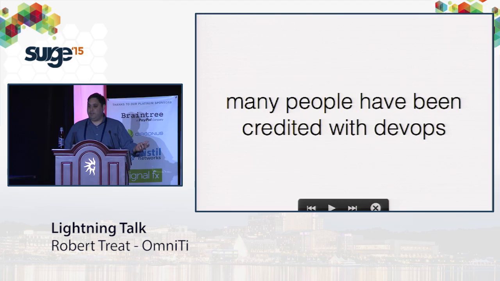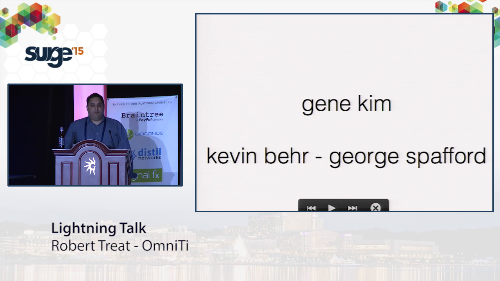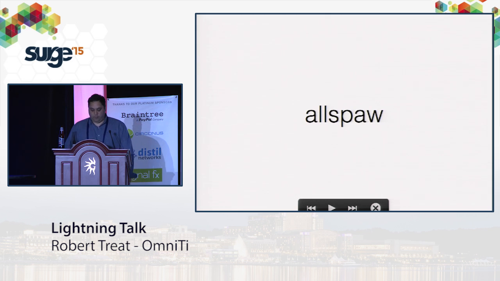We've credited a lot of people over the years with whatever the heck DevOps is. I've heard a lot of people talk about it. A lot of people say they know what it is and who created it and where it's been and what it's done. A lot of people attribute it to Gene Kim, who wrote the Phoenix Project. Kevin Behr, George Spafford also worked on the Visible Ops book with Gene, so they also get some credit. I've heard people say Allspaw is the originator of DevOps or something like that, or he's one of the new fathers or something. So there's a lot of credit going around.